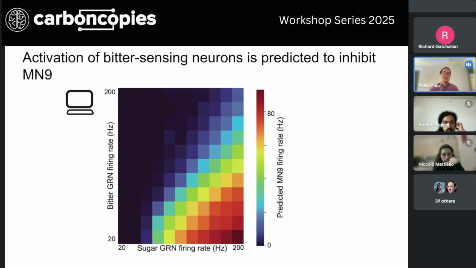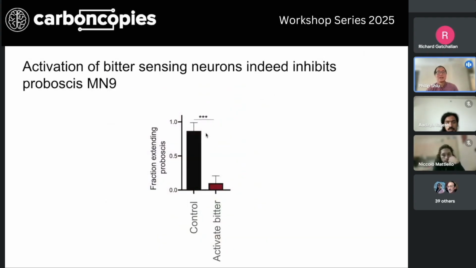In contrast, as we increase the firing rate of the bitter detecting neurons, the predicted motor neuron 9 firing decreases. Basically the prediction is that sugar promotes feeding and bitter inhibits feeding. Of course, we know this already from previous results in humans, animals, and flies, that sugar is appetizing and bitter substances, essentially by definition, inhibit feeding. But we find exactly that: activation of these bitter sensing neurons indeed inhibits proboscis extension.